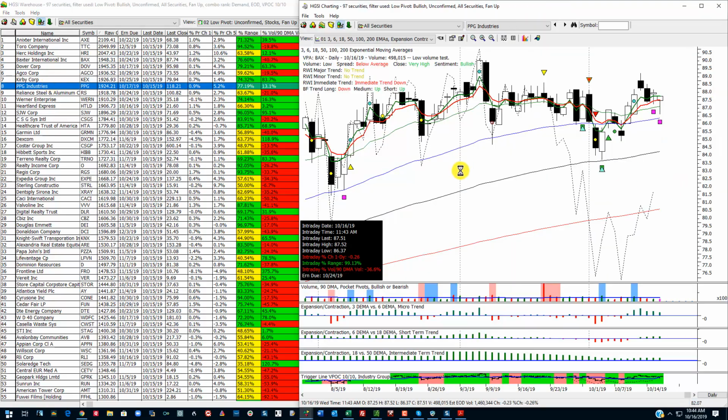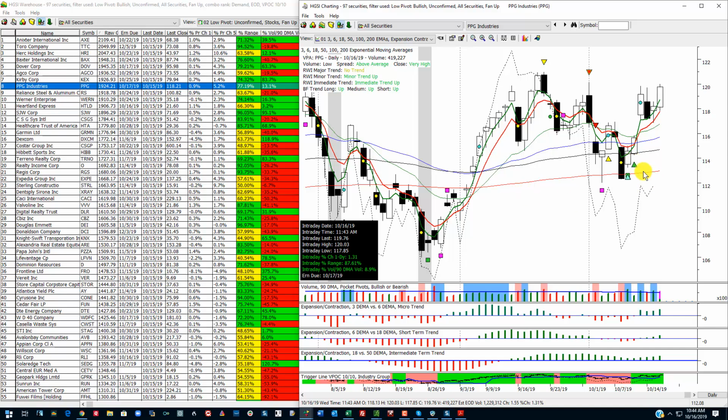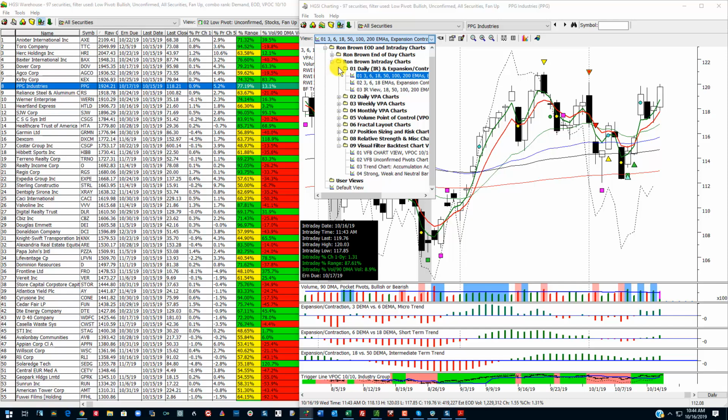Let's see, how about PPG Industries? Okay, flag is up. Here's your low pivot. Here's your buy point. Now, if you want to look at these to see if these pivots worked in the past, go down to folder number 9 on the charts.